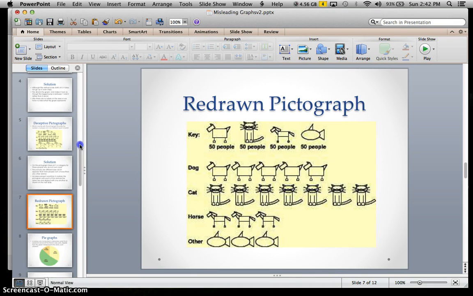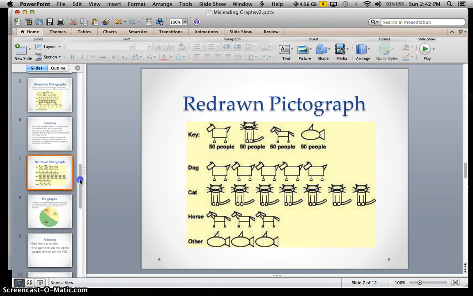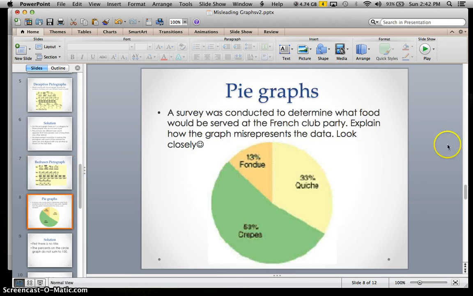One more example that I'd like to go through is a pie graph. Let's take a look at this one. A survey was conducted to determine what food would be served at the French club party. Explain how the graph misrepresents the data.